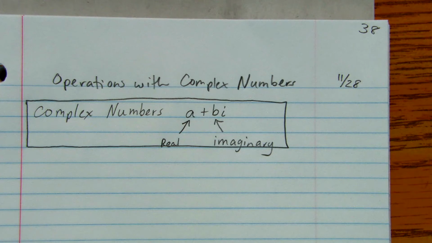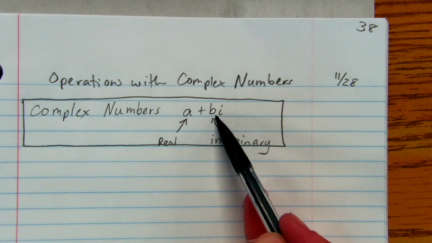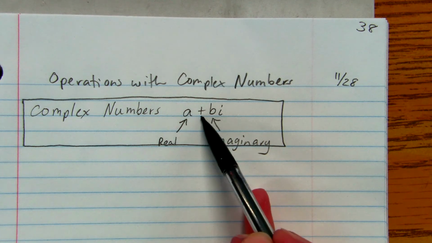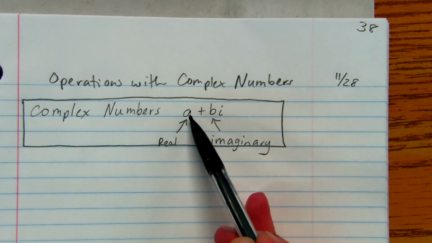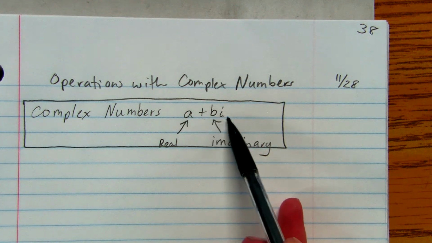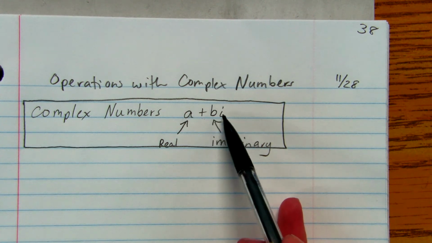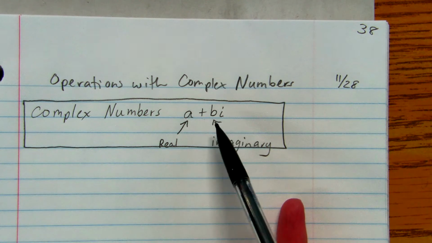Okay, so we are looking at complex numbers today, operations with complex numbers also. So I'm going to start with what a complex number is. A complex number is a real number plus an imaginary number. So they usually set this up as a plus bi. So a would just be some ordinary number, and then bi would be some multiple of i: 3i, 5i, negative 10i, that sort of thing.